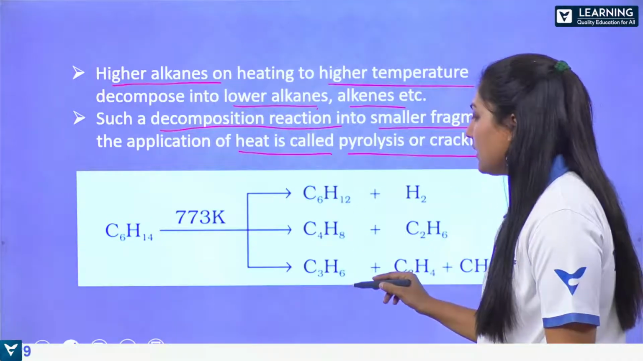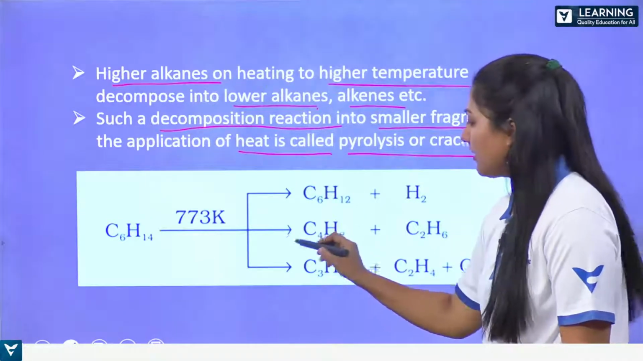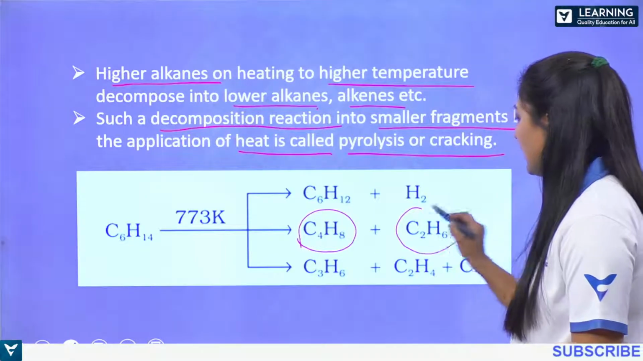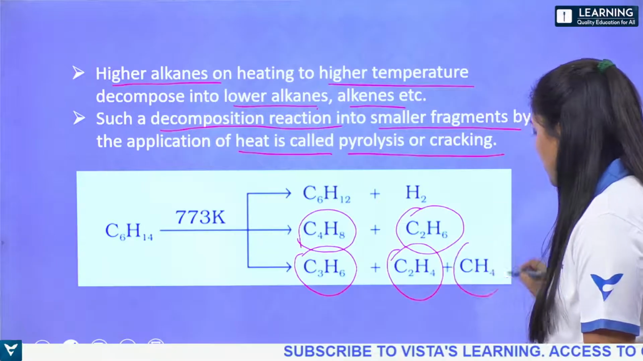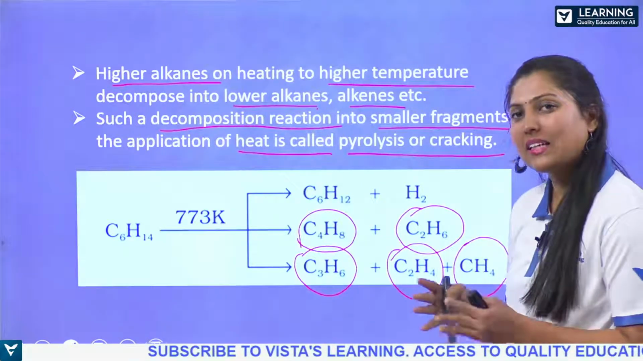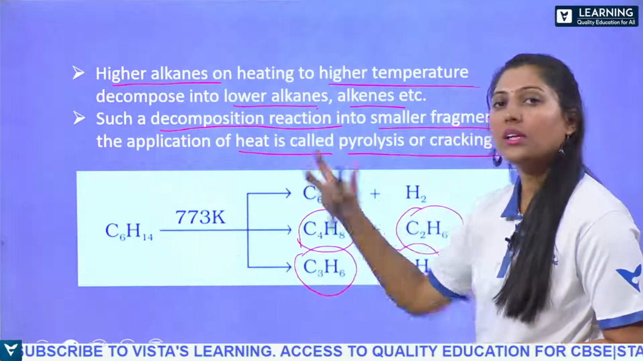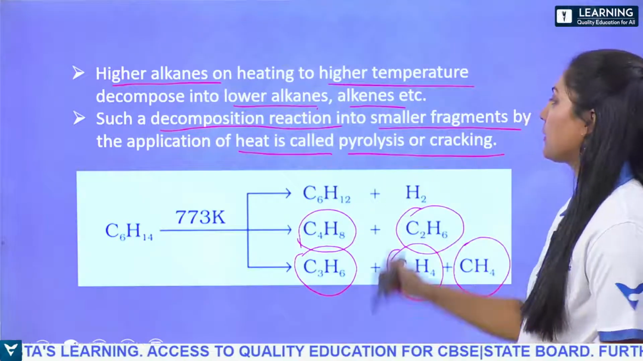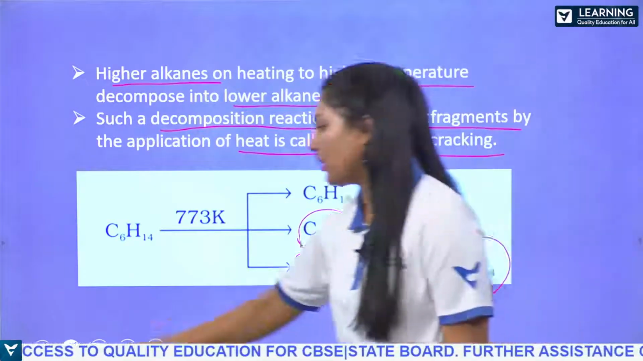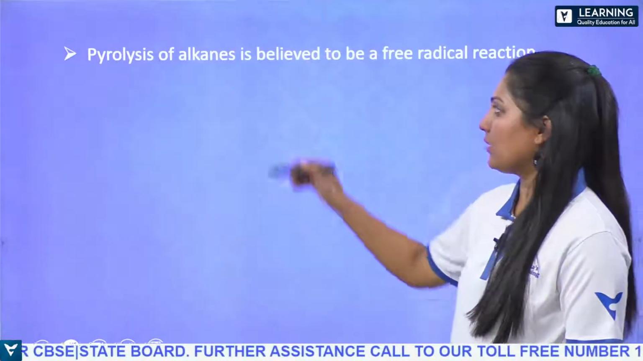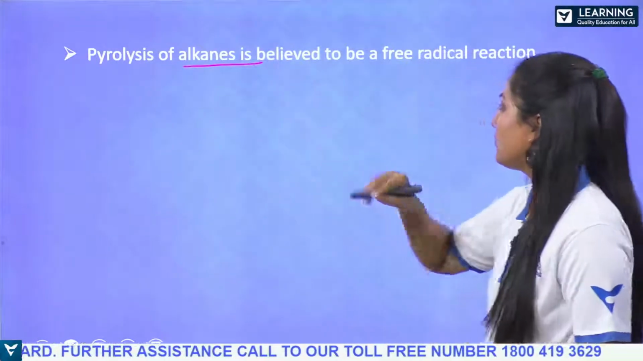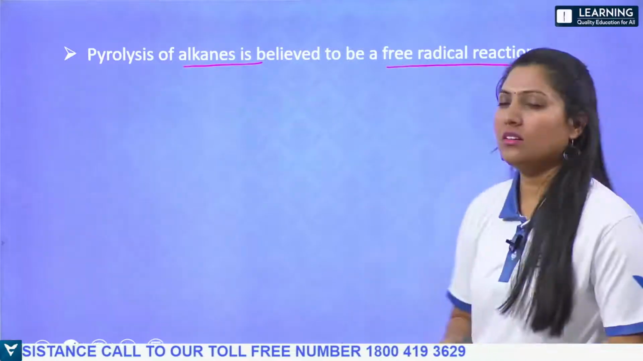You can see here we have hexane subjected to a higher temperature, where you get different splittings. Here we have butane plus ethane. Here propane plus ethane plus methane. So this splitting of one compound into several at a higher temperature can be termed pyrolysis or cracking. Pyrolysis of alkanes is believed to be a free radical reaction.